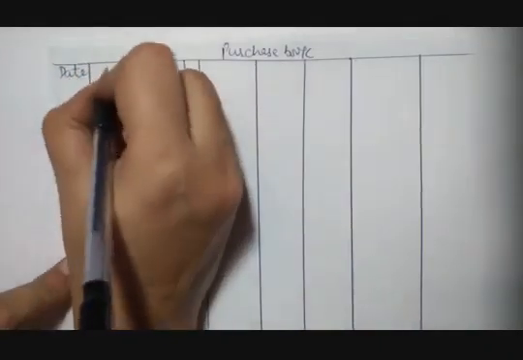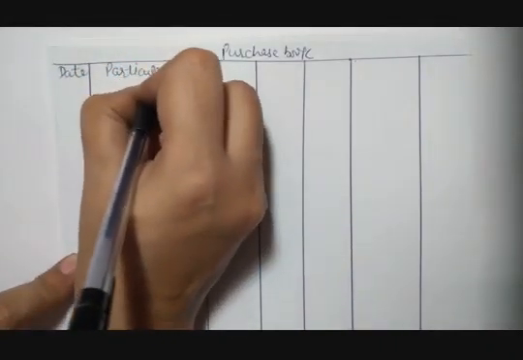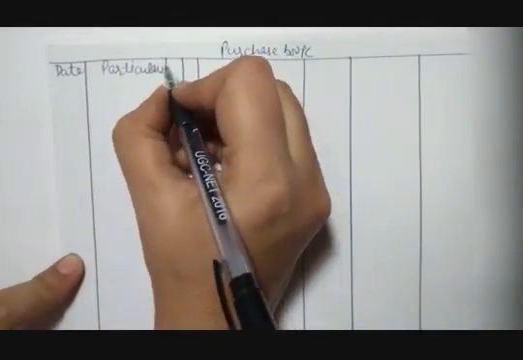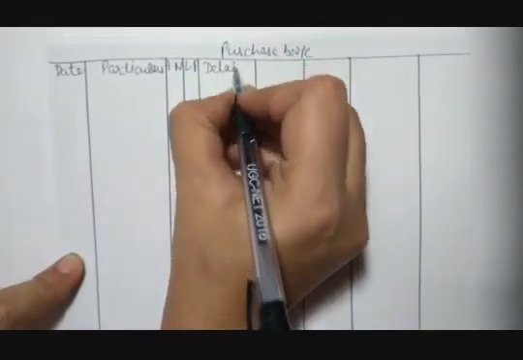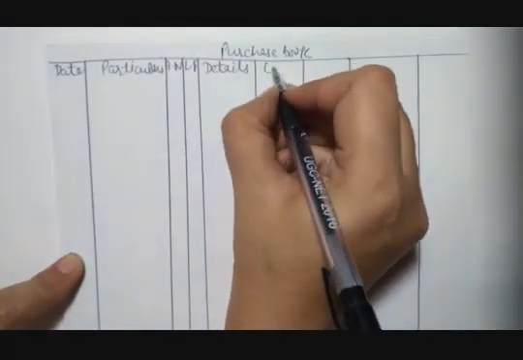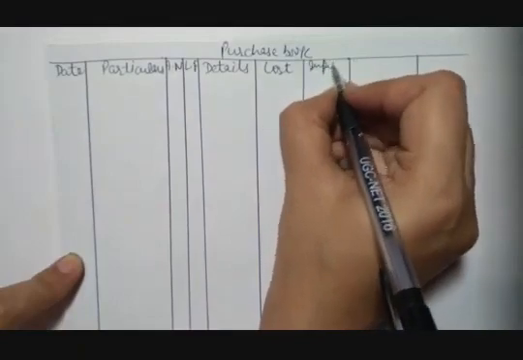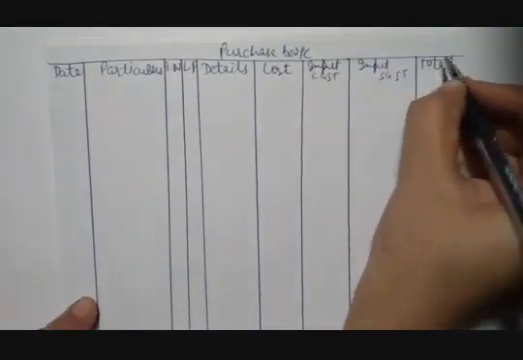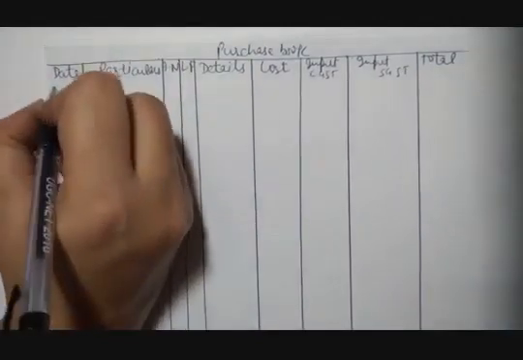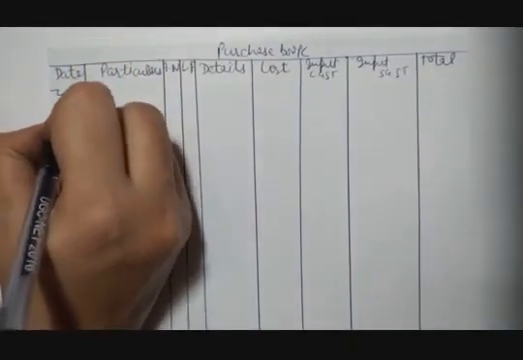Like first of all, this is purchase book. So date, particulars, invoice number, ledger folio, details, cost, input CGST, input SGST and total column. Fine. Beta, our first transaction is, they are saying on 2017, it is June 5th.